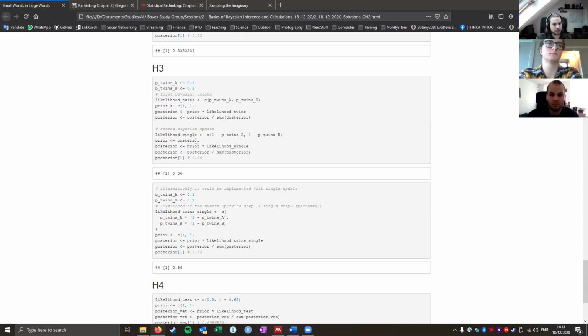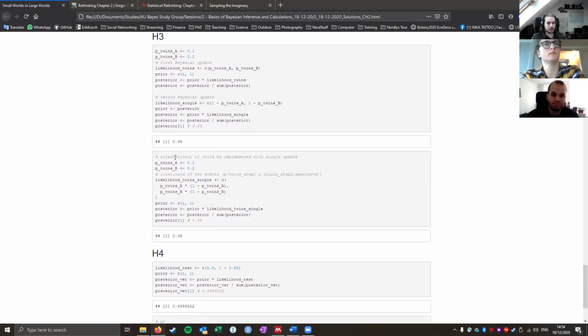Our new prior is our old posterior. So this is where Bayesian updating comes in, because we now have a better idea of what species this might be. We then just multiply prior times the likelihood that it's a single birth, and we divide the posterior by the sum of the posterior, and we get to the likelihood of the single birth on the next birth being 0.36.